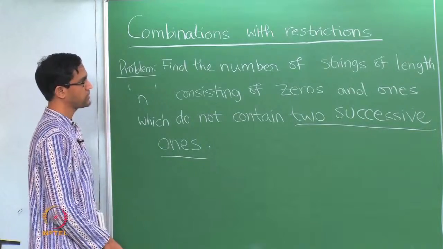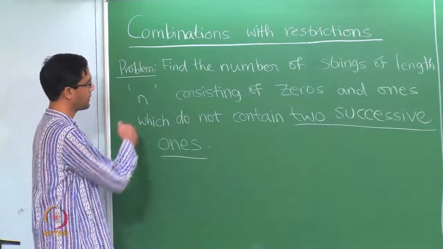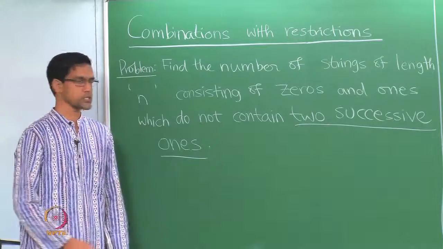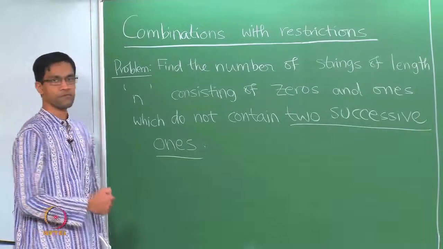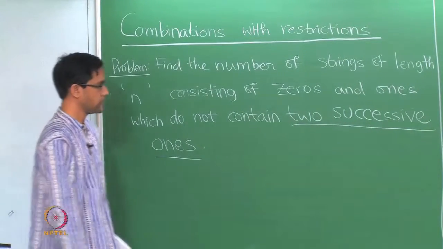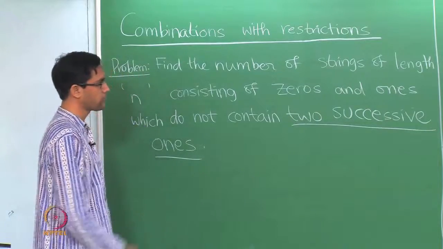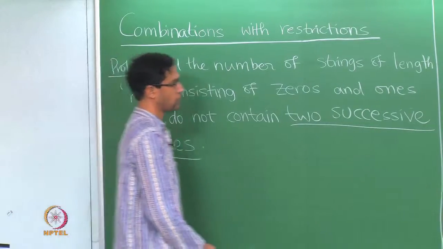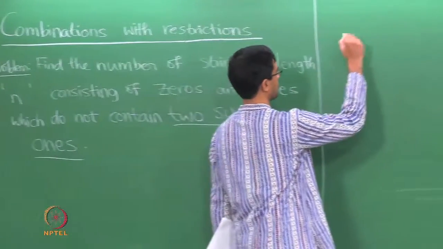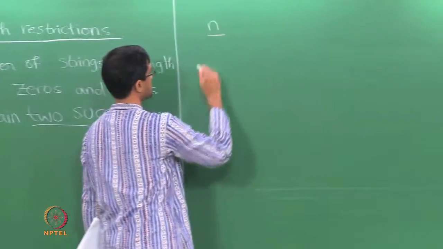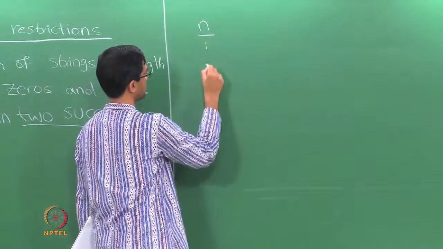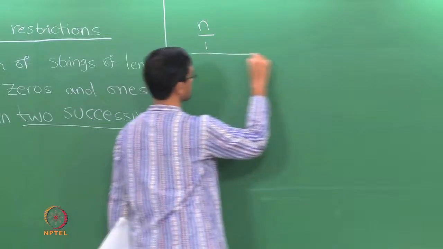It says find the number of strings of length n consisting of zeros and ones in which you do not have two successive ones. Okay, so let us try and write down a few such examples. Now what are such strings? So let us say, okay, what is n here? N of course is the length of the string, so the length of the string could be 1, 2, 3 and so on.